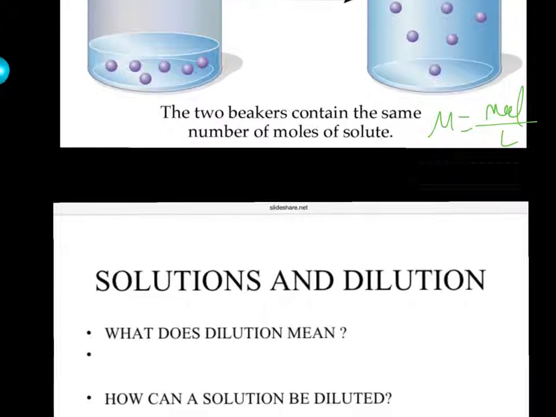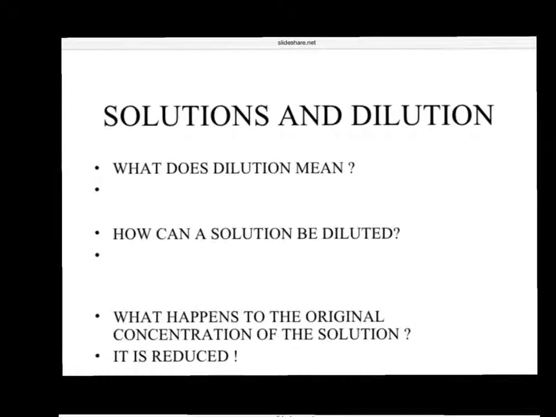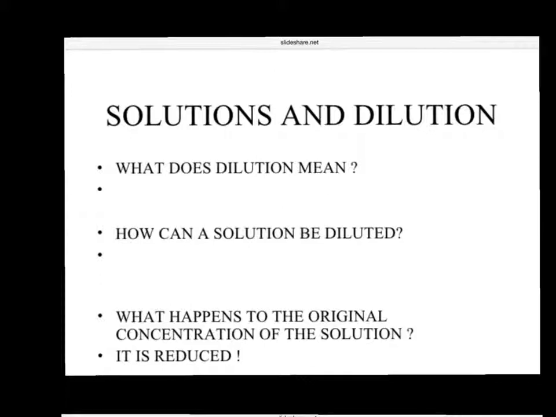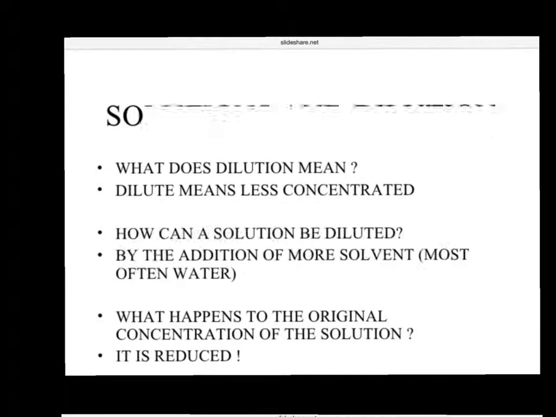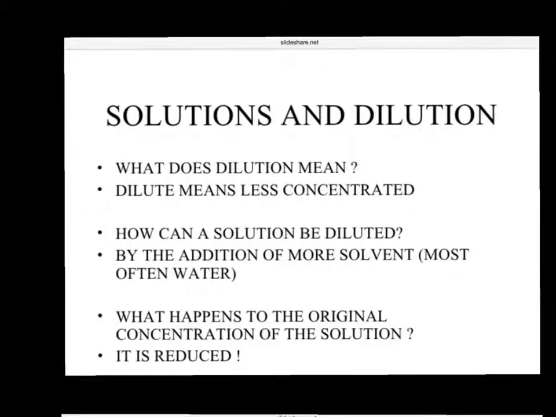Okay, and continuing with those notes, solutions and dilution. What does dilution mean? Well, it means to make something less concentrated. Right? So make sure that we're getting these down. This goes perfect in Cornell note format. So how can a solution be diluted? Well, that's easy. We just add more solvent. Most of the time that's water. Doesn't change the number of moles, but it changes the volume those moles are sitting in, and therefore it changes that ratio of moles to liters. What happens to the original concentration? It's reduced. It gets decreased. It lowers.